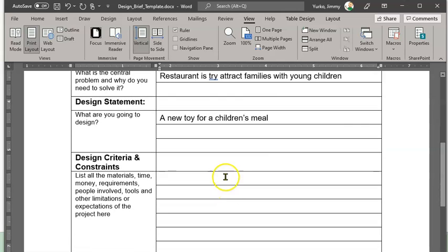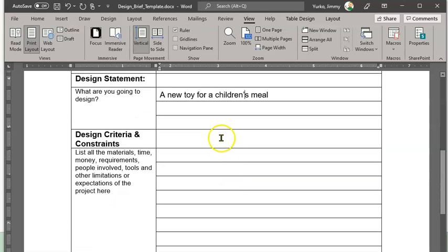So let's see. What does that toy need to do? We think about the materials, time, money, requirements. The criteria and constraints here are the things that we need to do, right? What that project needs to meet and what our constraints are.